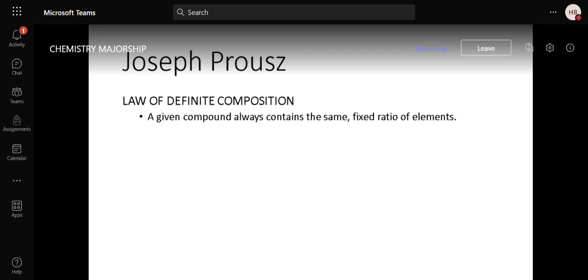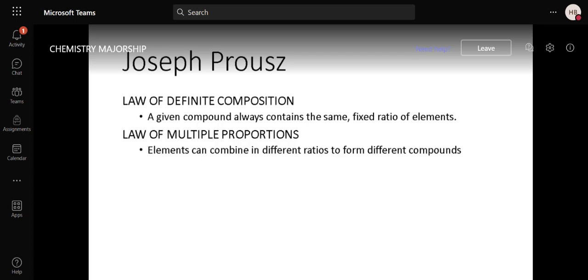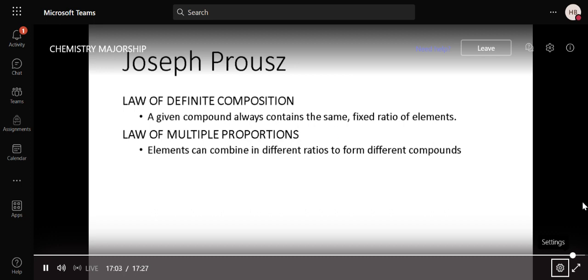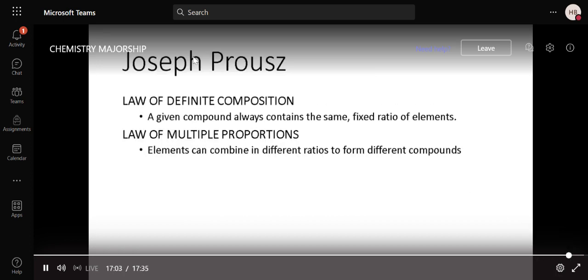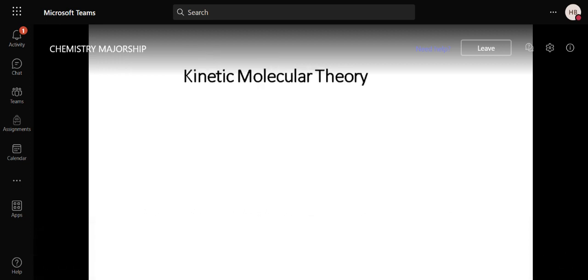Joseph Proust is the proponent of the law of definite composition. So, given a compound, that was my explanation earlier. And of course, in the law of multiple proportions, it is just how elements combine to form compounds.